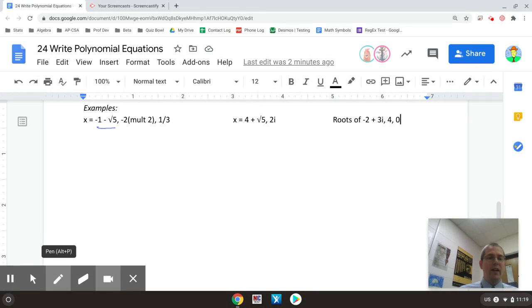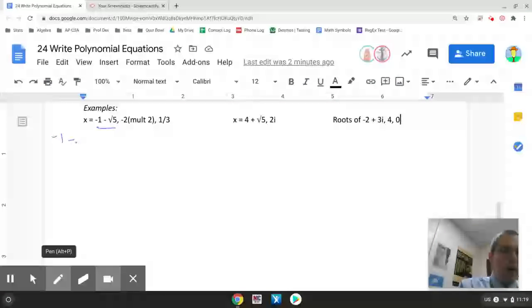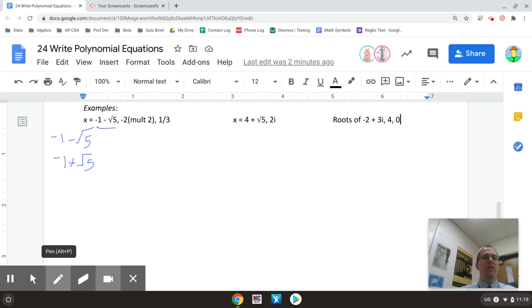So for that -1 minus the square root of 5, I need to realize that if -1 minus the square root of 5 is a root, then -1 plus the square root of 5 is also a root. So both of those are roots. And I'm going to use the sum of those roots to help me find B, and the product of those roots to help me find C, because I know anything that has a square root or an i in it had to come from a quadratic equation, because you had to use the quadratic formula to get those square roots and i's.